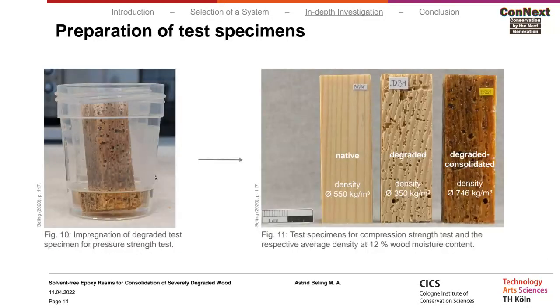The left figure shows the preparation of the wood specimens for the in-depth investigation. As I've already explained, they were fully impregnated with epoxy resin by placing one cross section in the liquid epoxy resin until it was fully impregnated. Then they were removed and the remaining resin was wiped off. After the impregnation process, the test specimens were conditioned to the defined test climate for over 7 weeks. As the right figure indicates, compared to the non-degraded wood, let's call it native wood, the degraded wood had a density or weight loss of almost 65%. Through the impregnation with the resin, the wood density reached and even exceeded the density of the native Scots pine.